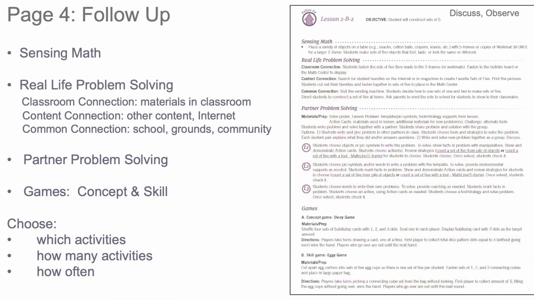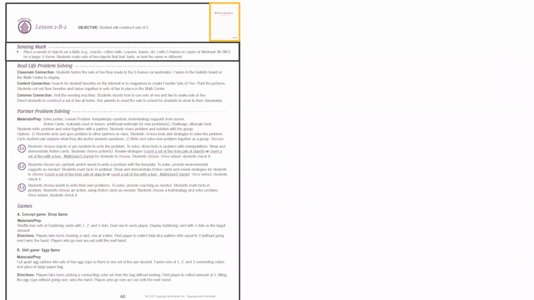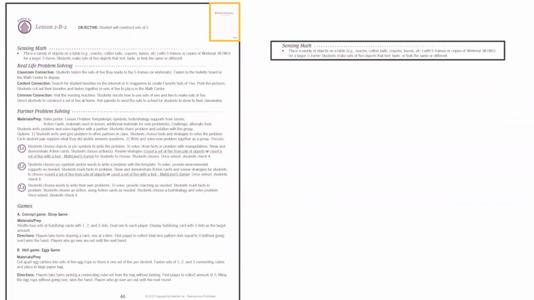The 4th page is full of activities that allow you to extend and review what has been learned during a lesson. The activities on this page can be taught by paraprofessionals or support staff in your classroom to support small group rotations. There are 4 parts on this page: sensing math, real-life problem solving, partner problem solving, and games. The amount and activities you choose to complete on this page is up to you and your classroom need. There's not a material list for this page as the activities are optional. Any print materials for the activities are found within the members only content.